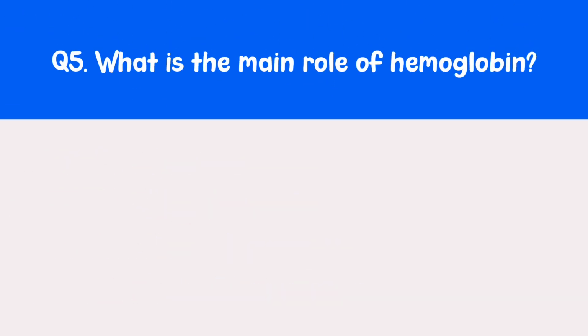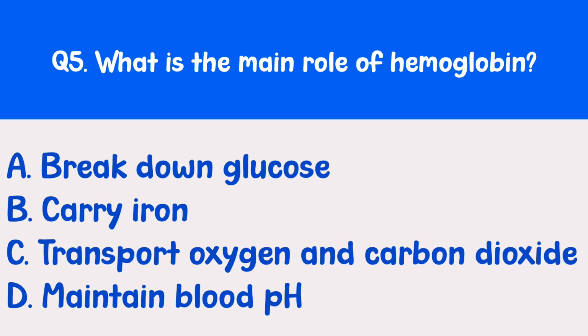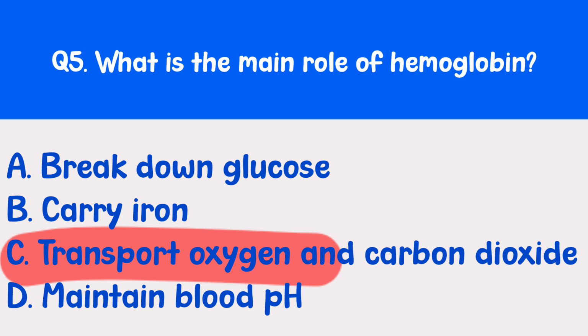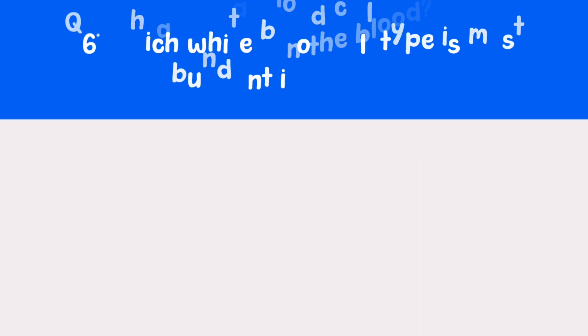Number 5. What is the main role of hemoglobin? We have A. To break down glucose, B. Carry iron, C. Transport oxygen and carbon dioxide, while D. Maintain blood pH. Our answer here should be C, which is to transport oxygen and carbon dioxide. Hemoglobin binds with oxygen in the lungs and releases it to other tissues, and it also carries carbon dioxide back to the lungs.